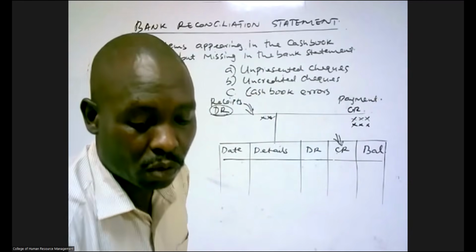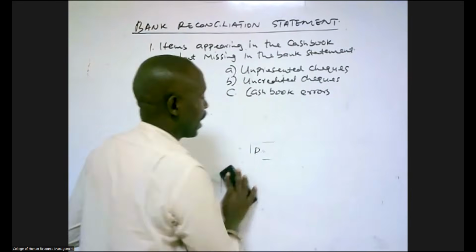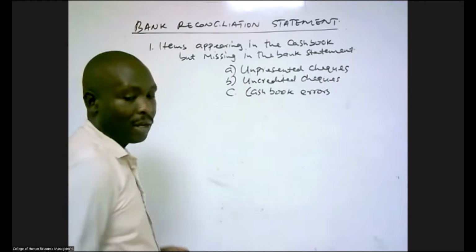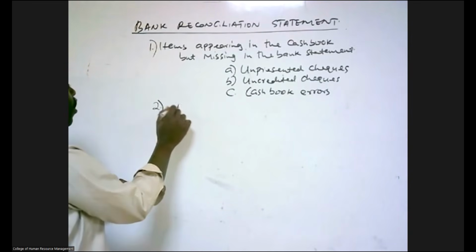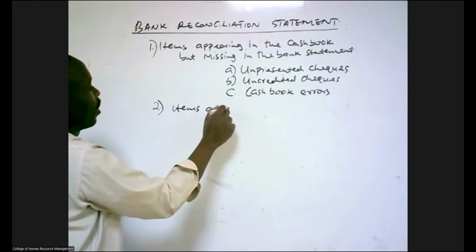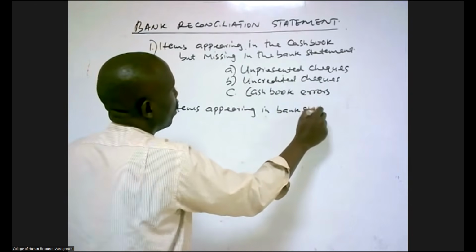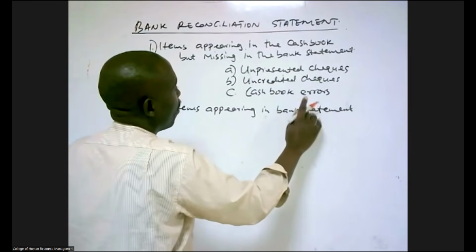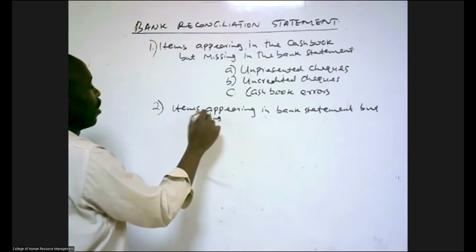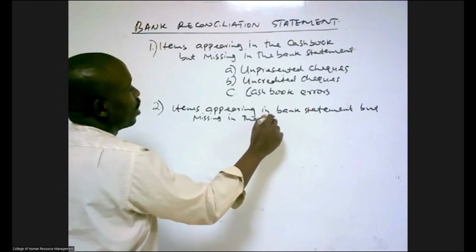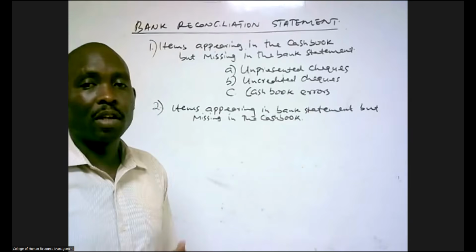Then after having understood those basics, now we can also look at the second category of items that make our cash book and bank statement not to agree. Those are items appearing in the bank statement, but missing in the cash book. Our focus is only the bank column of the cash book. We are not interested with the cash.